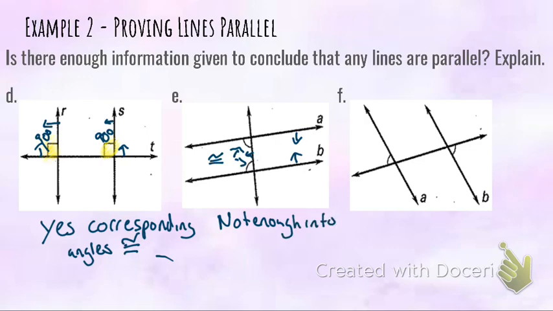There's only one case where that's true. If they were both right angles, they'd both add up to 180. And that's the only time that they'd be congruent and make it where they'd add up to 180.